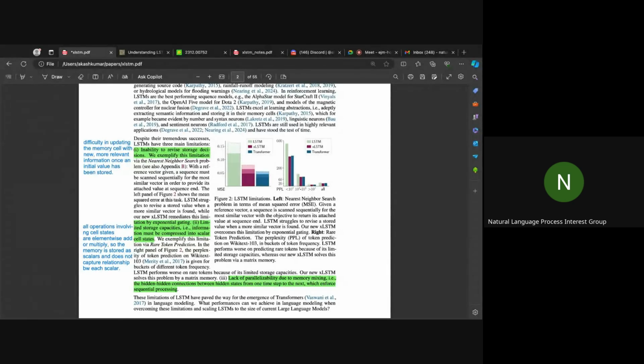So the authors here mention what the limitations of the current LSTM architecture are. The first issue that they see is the inability of the LSTM architecture to revise storage decisions. What they mean by this is that currently there is no notion of importance of information in the LSTM cell state updates.